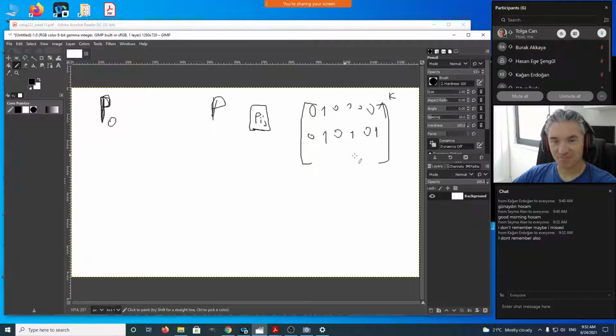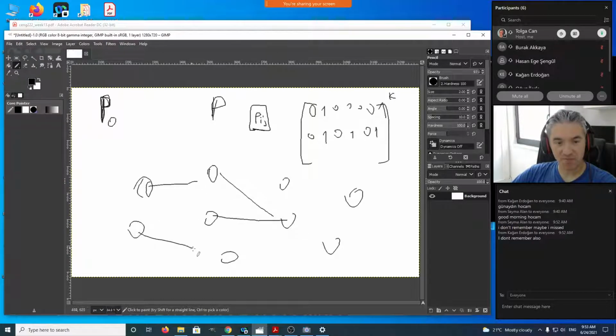Okay, so if you have a graph like this, and nodes represent, you have nodes and there are undirected edges between them. This may be a very large graph. You may have a graph like this, thousands of nodes, maybe millions of edges.